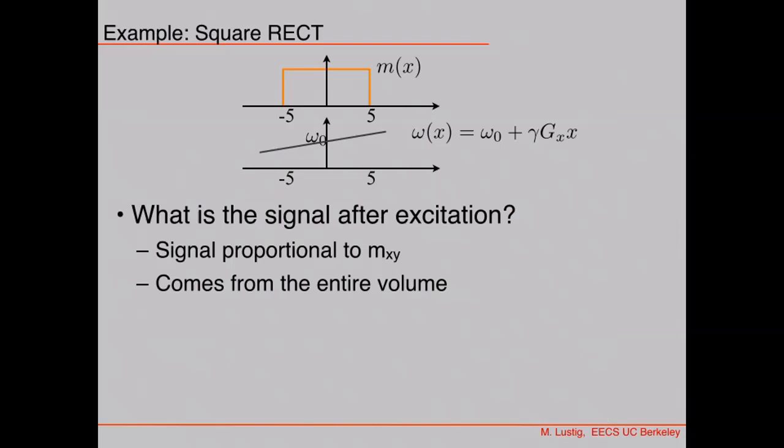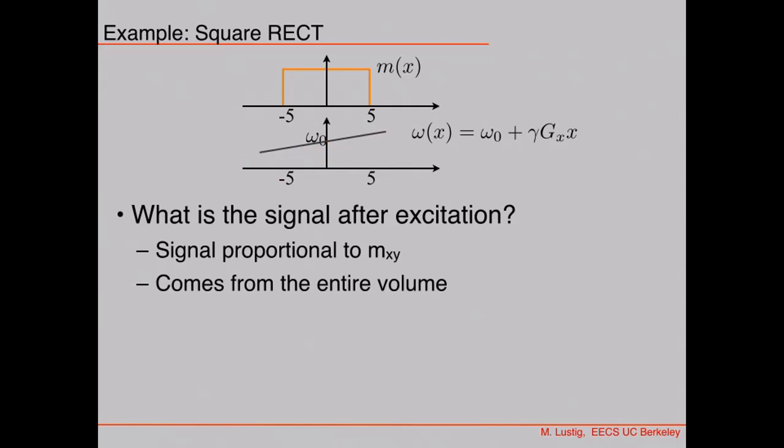So here's an example of how things work. Let's say I have a one-dimensional object, M(x,y), and that object is a rect. It's a rect that is 10 centimeters wide, so it goes from -5 centimeters all the way to 5 centimeters in the x direction. Then I'm going to apply a gradient field, which will create a variation of frequency in space. So my frequency is going to change in space.